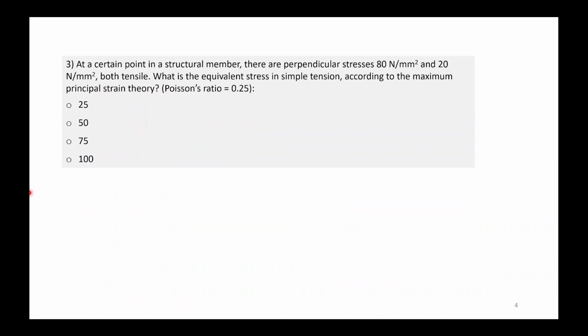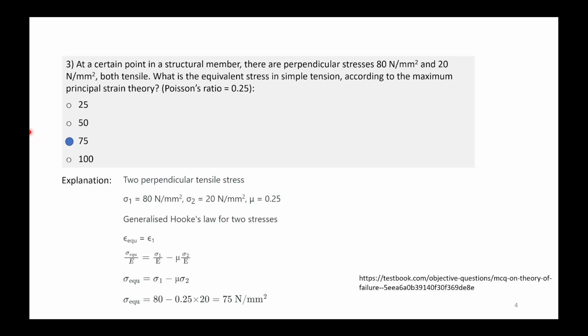Next question is, at a certain point in a structural member, there are perpendicular stresses 80 Newton per mm square and 20 Newton per mm square, both tensile. What is the equivalent stress in simple tension according to maximum principal strain theory, where Poisson's ratio is given as 0.25? Your options are 25, 50, 75 and 100. The answer will be 75, and this is the formula that you have to use.